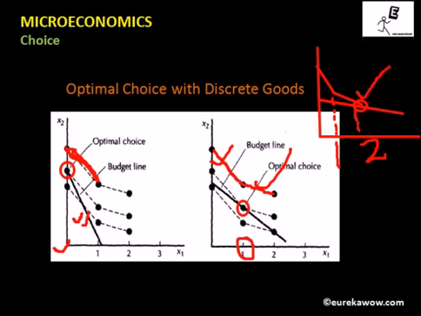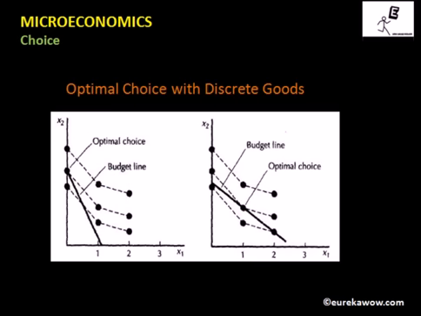I'll restate it. If the slope of the budget line is greater than the slope of the first portion of the indifference curve, then the number of units of good 1 consumed will be 0. If the slope of the budget line is less than the first portion of the indifference curve, but it is greater than the second portion of the indifference curve, then the number of units of good 1 consumed will be 1. If the slope of the budget line is less than the slope of both these portions of the indifference curve, then the number of units of good 1 consumed is going to be 2.